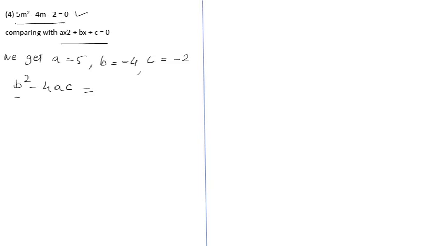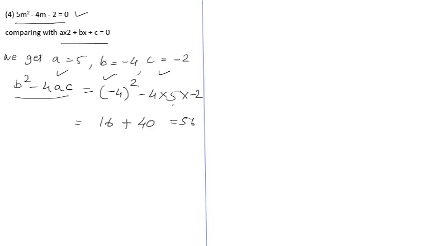How do we calculate this term? Substituting the values of a, b, c. b square means minus 4 square, minus 4, value of a is 5, value of c is minus 2. Minus 4 square is 16, here minus into minus is plus, 4 5s are 20 and 2 20s are 40. 40 plus 16 is 56. Next, third step, we are going to use the formula.